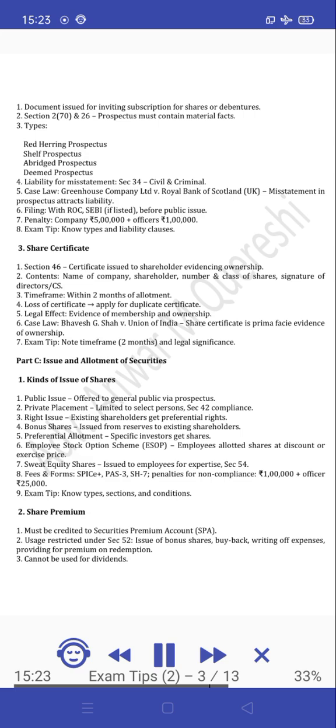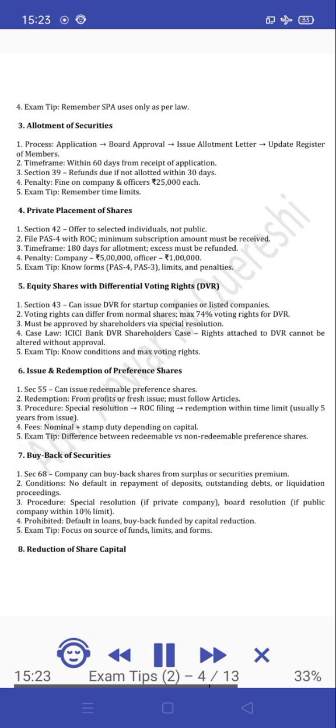2. Share premium. 1. Must be credited to Securities Premium Account, SPA. 2. Usage restricted under Sec 52: issue of bonus shares, buyback, writing off expenses, providing for premium on redemption. 3. Cannot be used for dividends. 4. Exam tip: remember SPA is used only as per law.